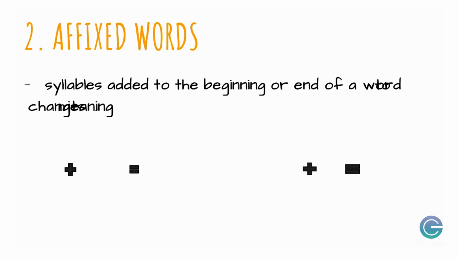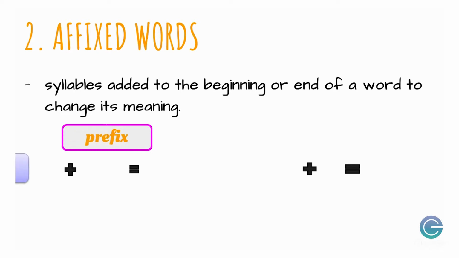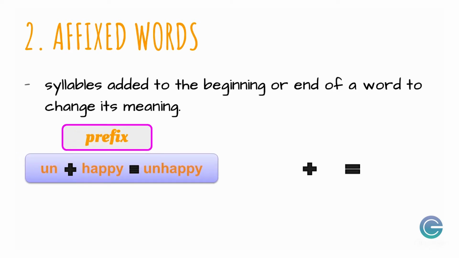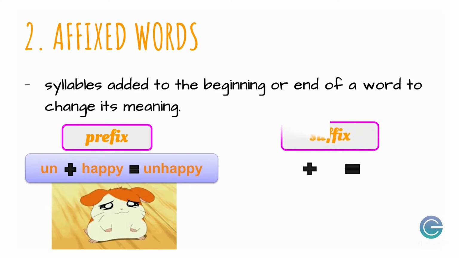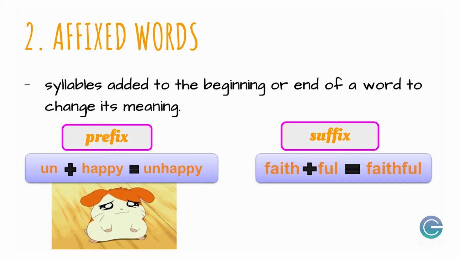Affixes are syllables added to the beginning or end of a word to change its meaning. We call it prefix if it is attached at the beginning of the word. Example, the prefix un plus the root word happy. It formed the new word unhappy. While suffix is attached at the end of the word. Example, the root word faith plus the suffix ful, which formed a new word faithful.